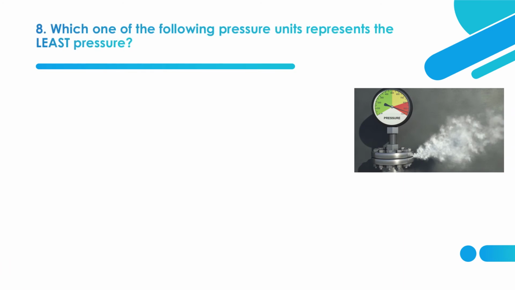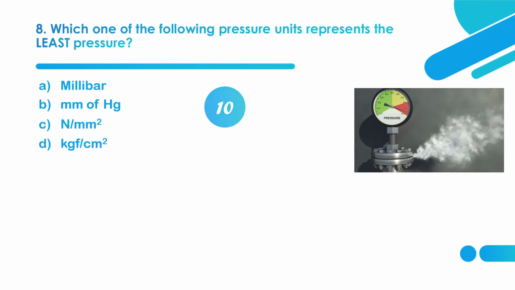Which one of the following pressure units represents the least pressure? Option A millibar, option B mm of Hg, Hg is mercury, option C Newton per millimeter square, option D kilogram force per centimeter square. So which unit represents the least pressure? Millibar, mm of mercury, Newton per millimeter square, kilogram force per centimeter square. So the least is millibar. Millibar is the least among the four options.